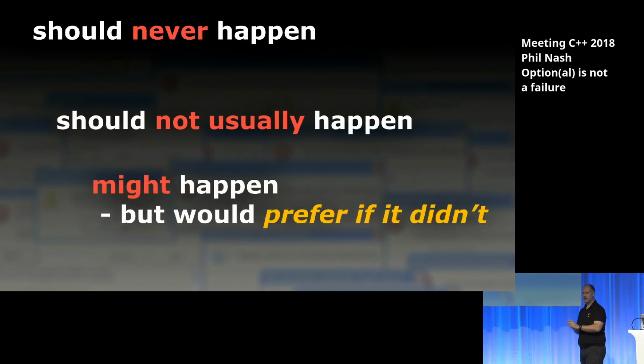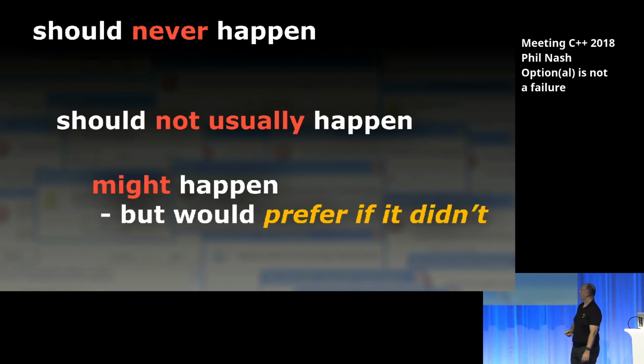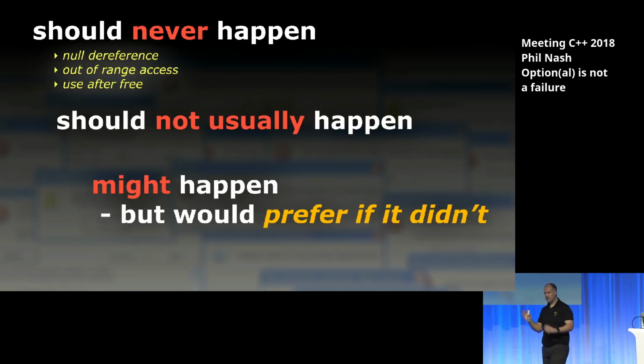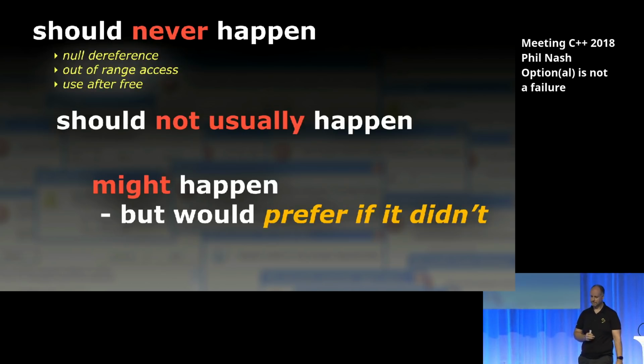And that's just one type of error. There's three broad categories I want to talk about. That should never happen, should not usually happen. We'll look at some examples in a moment. And might happen, but we would prefer if they didn't. It turns out the bottom one's probably the most interesting one, at least for today. But just to put some examples to that, should never happen. We should never see a null dereference. We should never access something out of range, and we should never use something after free. And you could probably add some more examples of that, common things that do actually happen, but they really shouldn't. They are bugs in our code. And if we can detect them and root them out at the earliest possible opportunity, that's going to prevent those really nasty bugs that we talked about earlier.